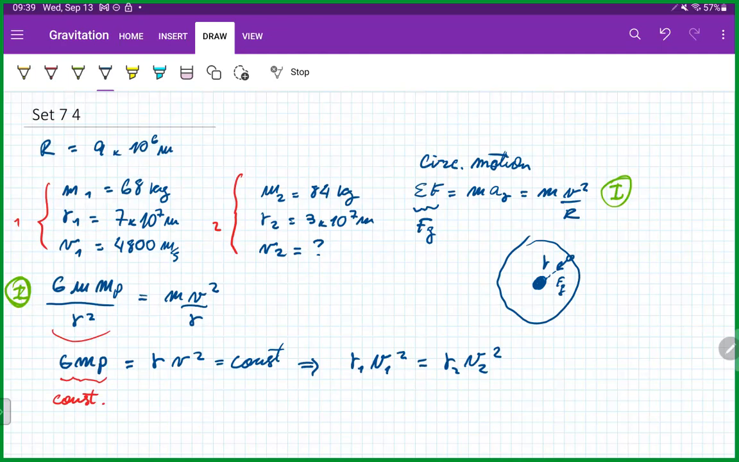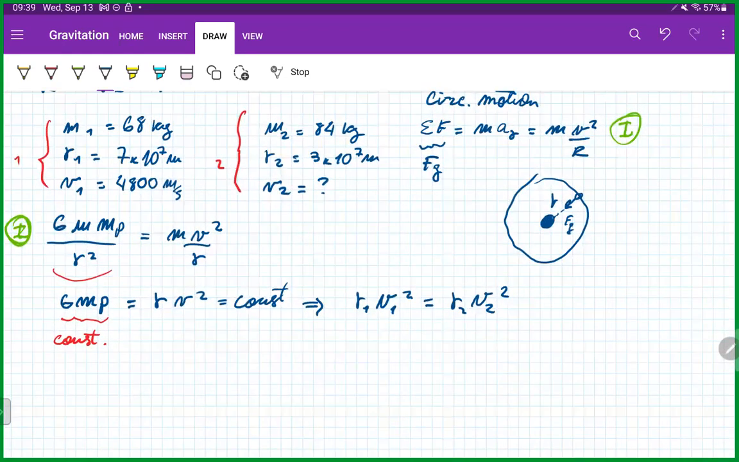And remember that this is basically what we said in class, that this is not dependent on the masses of the satellites, right? The relationship between the radius and the velocity, and the speed. So the bigger the orbit, the lower your speed. Okay, and what we can do here is just solve for V2.